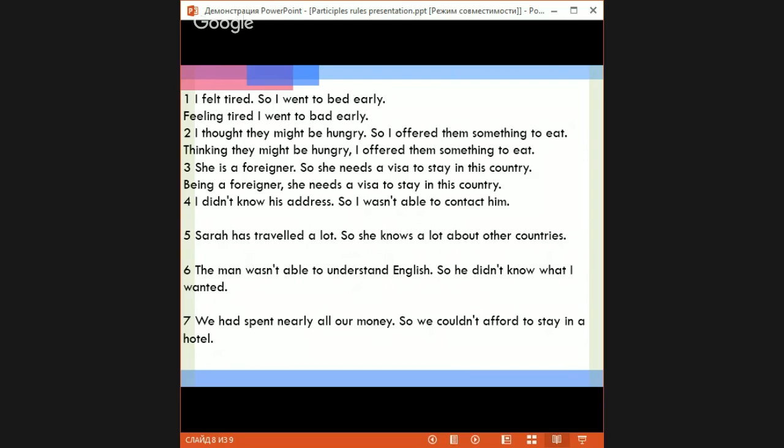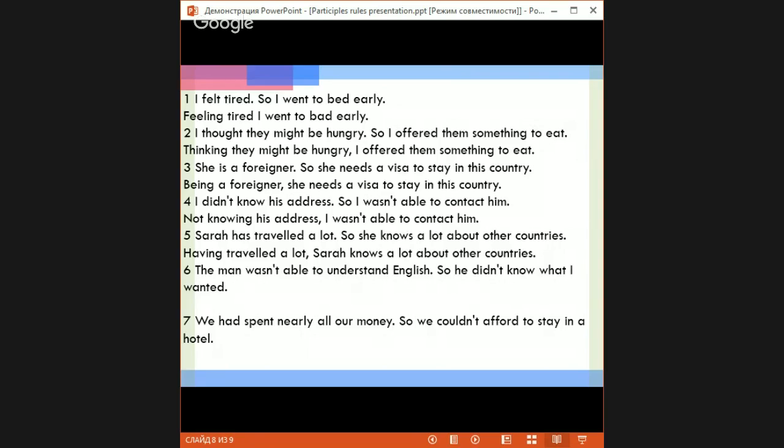I didn't know his address, so I wasn't able to contact him. Not knowing his address, I wasn't able to contact him. Sarah has traveled a lot. She knows a lot about other countries. Having traveled a lot, past participle clause because it was before. Now she has her knowledge. Sarah knows a lot about other countries.